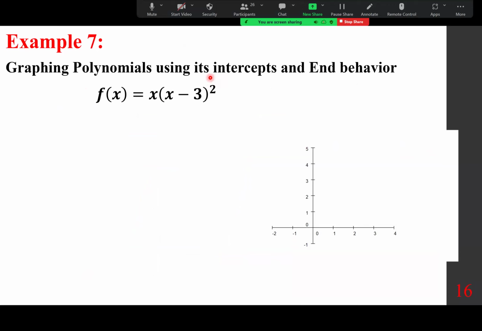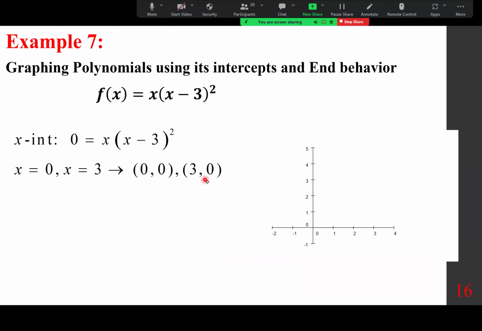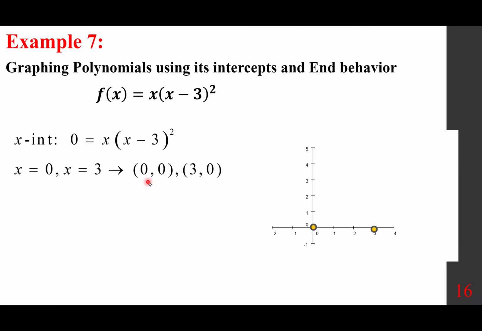Graphing a polynomial using its intercepts and end behavior. So first of all, we can see that in this case, x equals 0 and x equals 3 are the intercepts. You set it equal to 0: x equals 0 and 3. So (0, 0) and (3, 0). By the way, (0, 0) is not only an x-intercept, it is also a y-intercept. So we have (0, 0) and we have (3, 0).